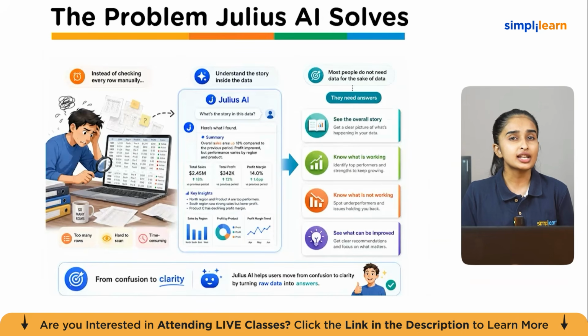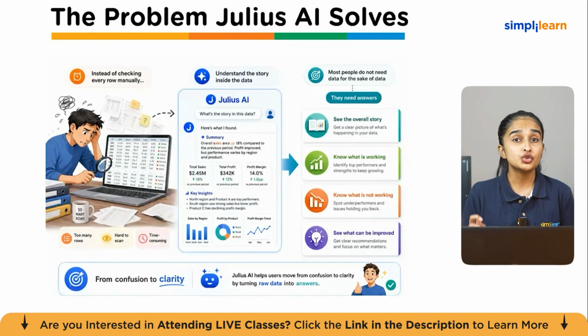So it can help users understand what the data contains, find important patterns, compare values, and convert numbers into simple explanations. For example, instead of spending a lot of time manually checking every single row, a user can quickly understand the overall story inside the data. Now, this is useful because most people do not need data for the sake of data. They need answers. So they need to know what is working and what's not working and what can be improved. And Julius AI helps move from confusion to clarity.